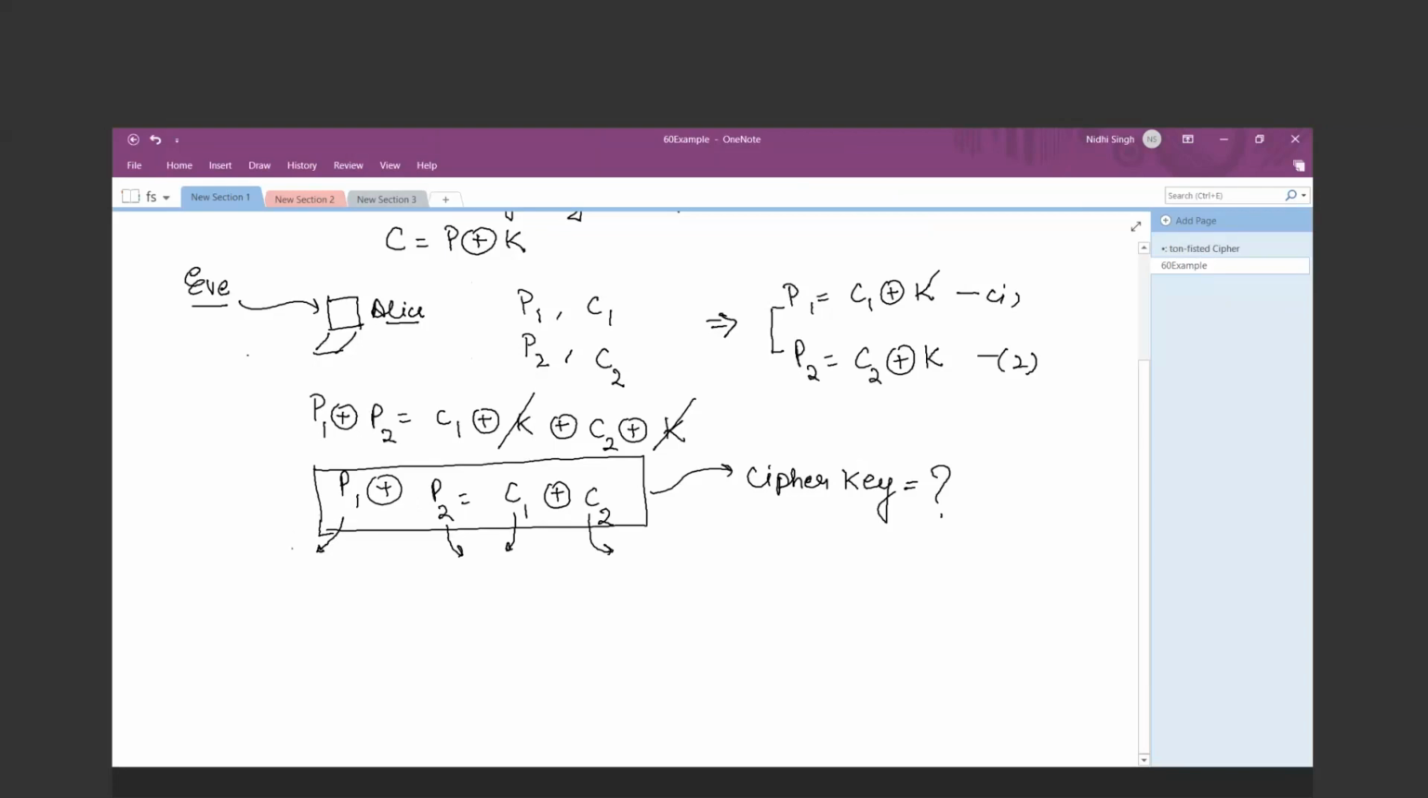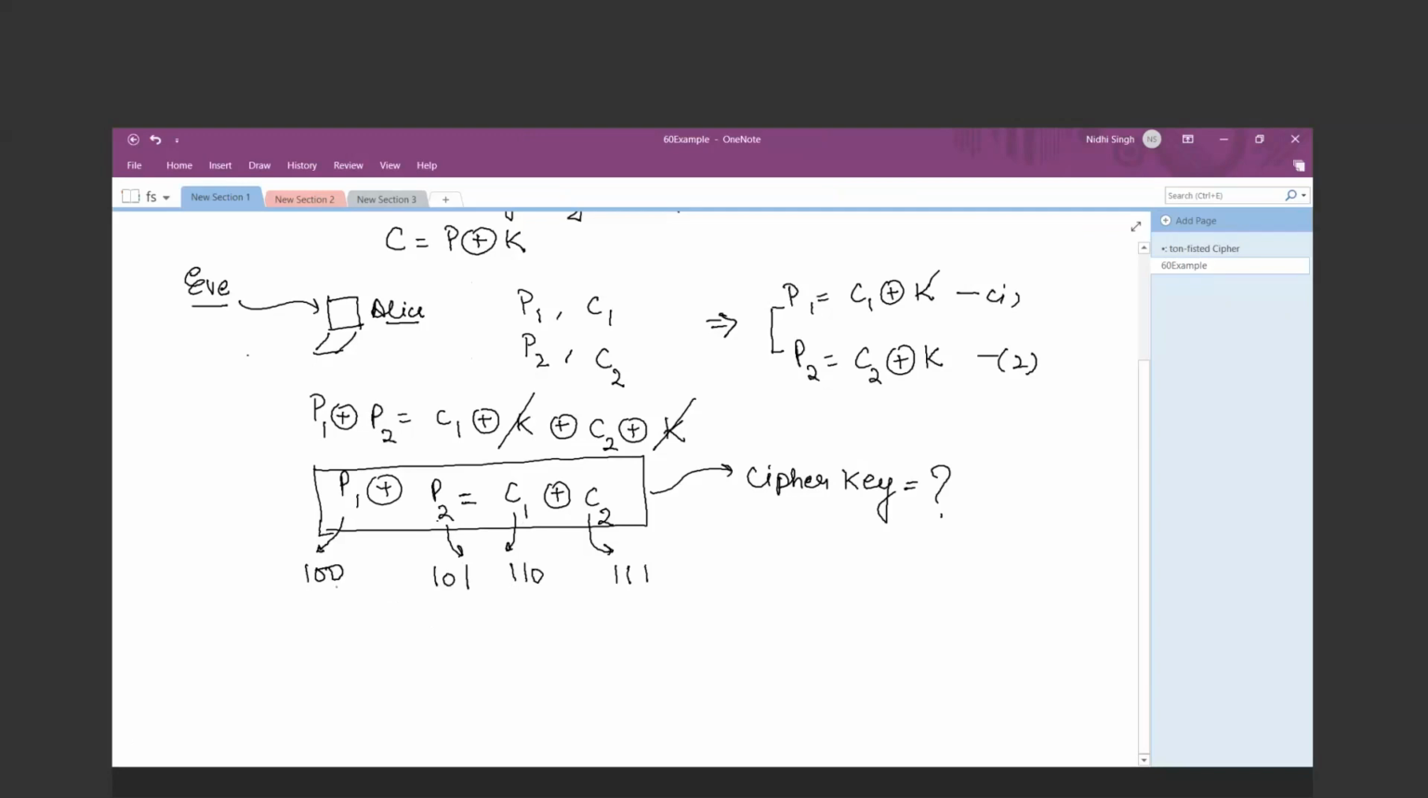So suppose Eve, the attacker, has done some analysis and is making some hit and try: what is the value of P1 and P2 and C1 and C2 which fit best over this equation. So suppose P1 is 100 and P2 is 101, so that my C1 and C2 can be 110 and 111. Let's check whether this equation is satisfied or not by using these values.